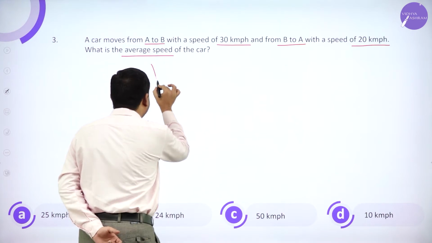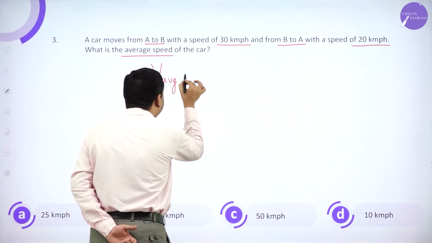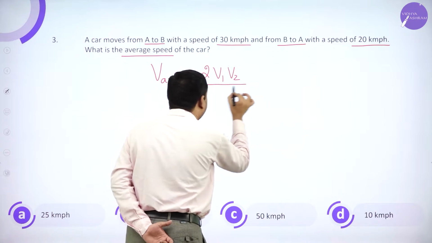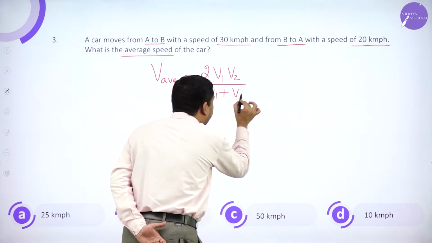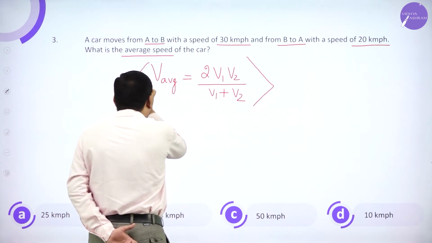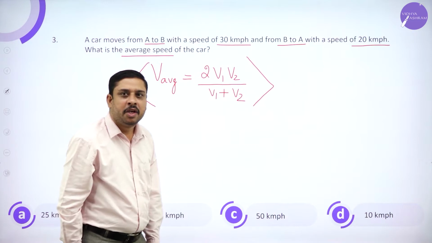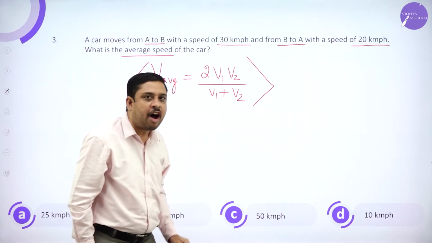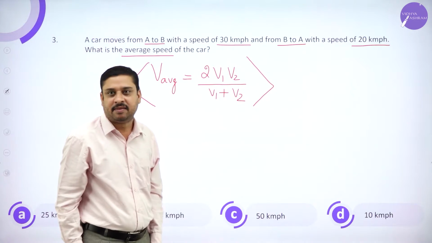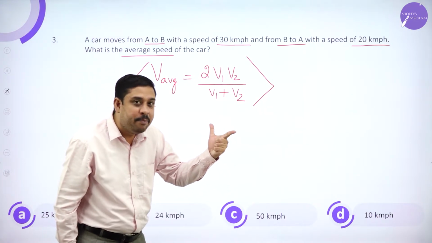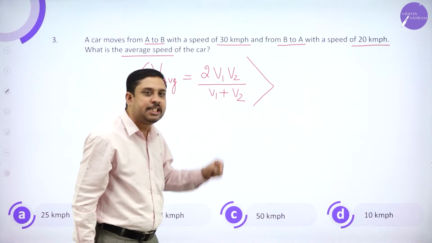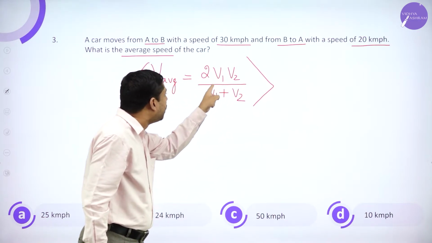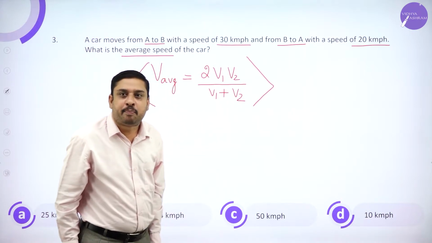So the formula I use is V average is 2V1 V2 divided by V1 plus V2. Kindly remember this formula when you are calculating average speed in terms of individual speeds. Distance unknown, time interval unknown, individual speeds I know. V average is 2V1 V2 divided by V1 plus V2.